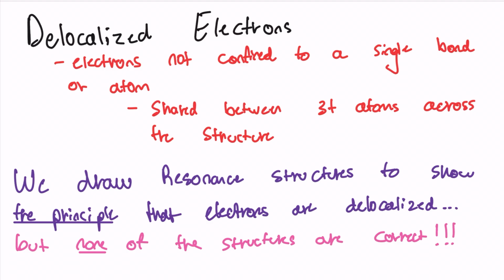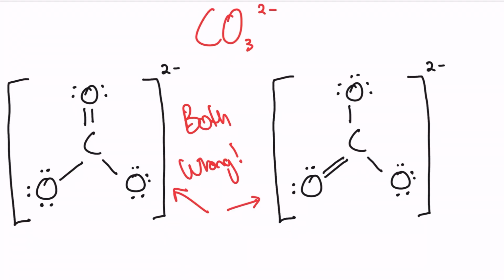To truly show where the electrons are, we'd need a different model than Lewis dot structures. You literally cannot show it with a Lewis dot diagram, and I really want you to drill this in your head. So how does the compound actually look?